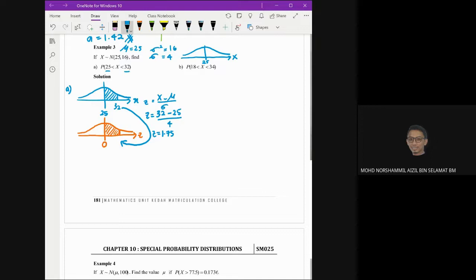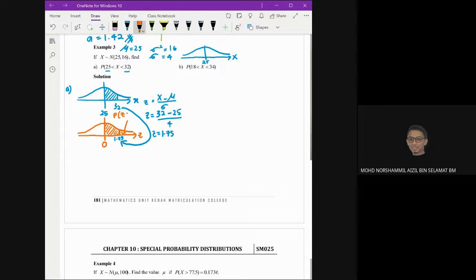1.75. So this number here will be 1.75. Is that okay? And then guys, we always read our table from the Z distribution. The table we always use is the orange one. So always from Z. The X distribution is just to help us picture it. It is the Z bell shape that we can read in the table. From the table we can find this region. So how to get this part?